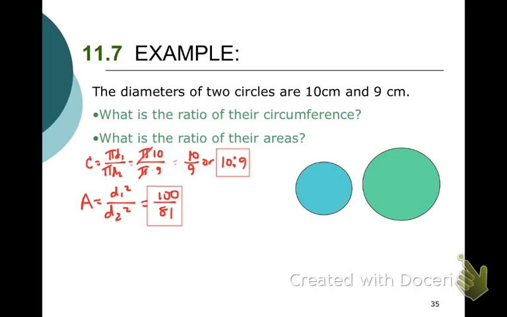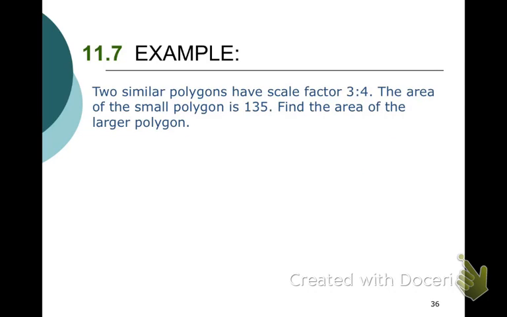There's your ratio. Okay. Two similar polygons have a scale factor of 3 to 4. The area of the small polygon is 135. Find the area of the larger polygon. All right, so here we go. How are we going to work that one out? Well, the scale factor is 3 to 4. So what do you know about the area ratio? It's not 3 to 4. It's 9 to 16.